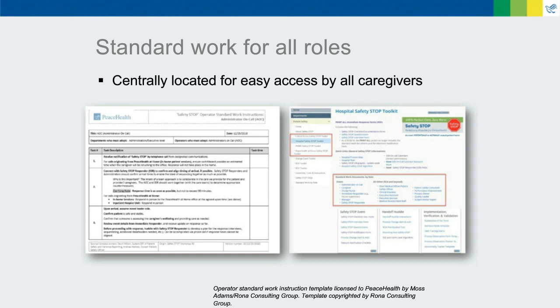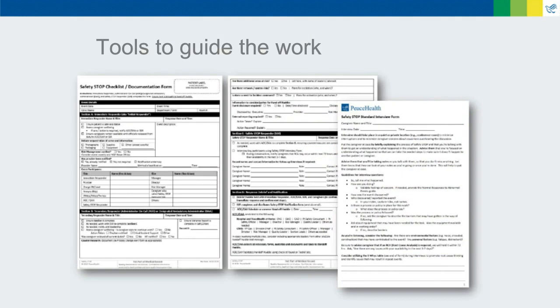work to follow. We then have tools to guide the work, and the safety stop checklist has been key to make sure that we don't forget to take care of the caregiver, call risk when we need to, get the chaplains involved when we need to, report anything that we need to, and make sure that we have all the names and phone numbers of caregivers that we may be asking to attend an RCA.